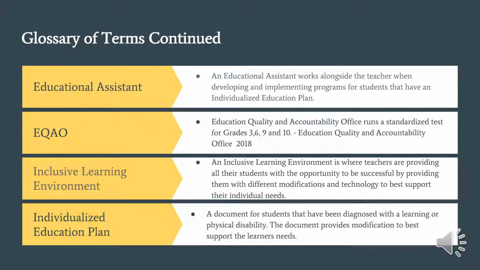Glossary of terms continued. Educational assistant. An educational assistant works alongside the teacher when developing and implementing programs for students that have an individualized education plan. EQAO, Education Quality and Accountability Office, runs a standardized test for grades 3, 6, 9, and 10. Inclusive Learning Environment. An inclusive learning environment is where teachers are providing their students with the opportunity to be successful by providing them with different modifications and technology to best support their individual needs.